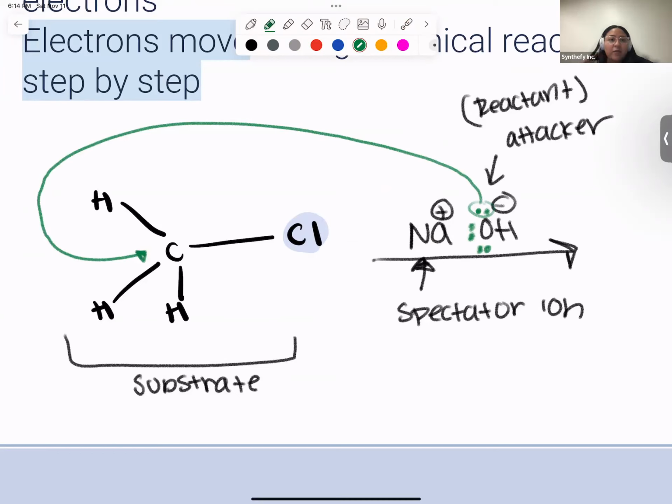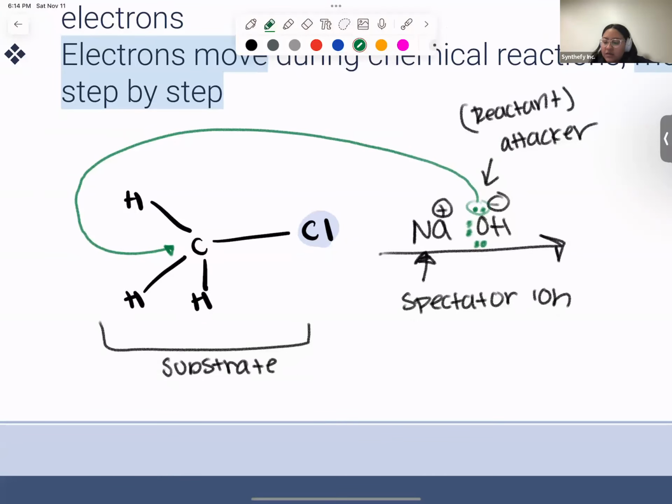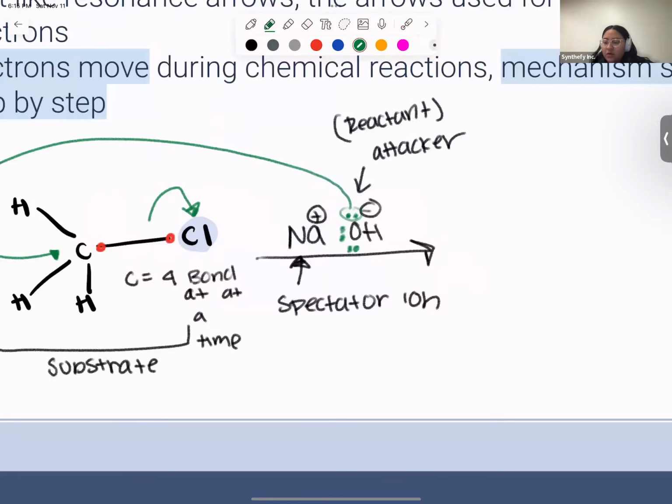We will see why this happens, but right now we're just looking at mechanisms and how these arrows in green that I'm showing right here show the flow of electrons. So it will attack this carbon. Now remember, carbon can only have four bonds at a time. So what happens? That means that this bond right here between the carbon and the chlorine will have to break in order to form a bond between this carbon right here and this attacker or reactant right here. So let's keep it consistent with green. That bond would break, and those electrons will now move to that chlorine.